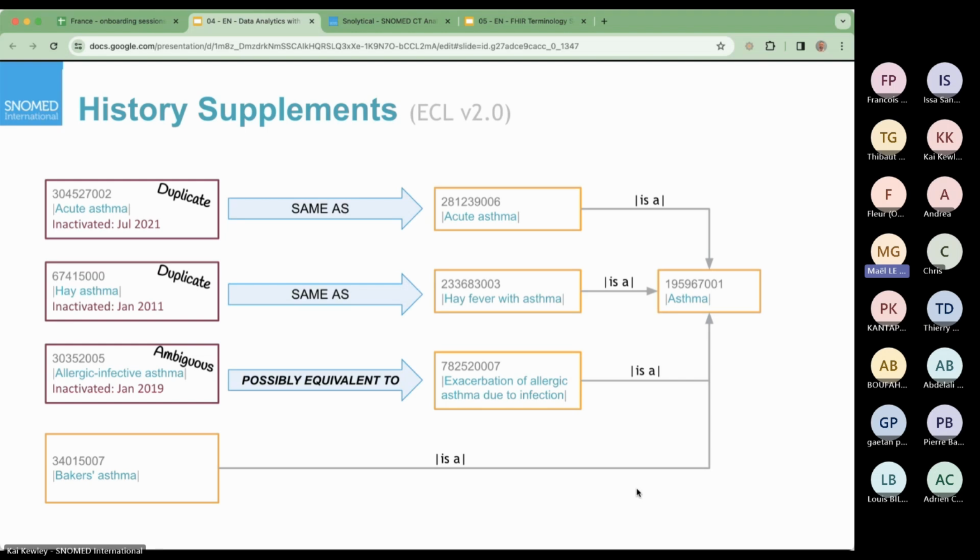And what you can also be sure of is that if one of those active concepts, acute asthma, for example, in the first example, is inactivated, then you have an association to a now inactive concept, but then that is also maintained. So we always maintain these historical associations so that those records in the historical association reference set will always link to an active concept, so that you can always do the queries. So with every release, we make sure that the targets are active.